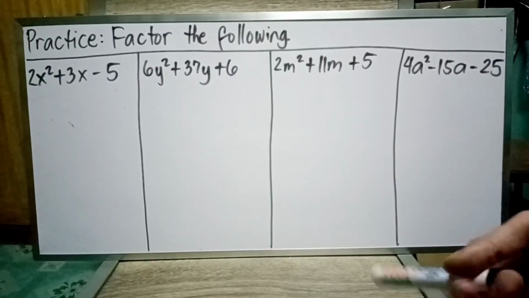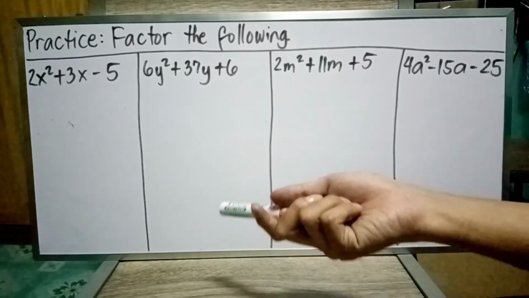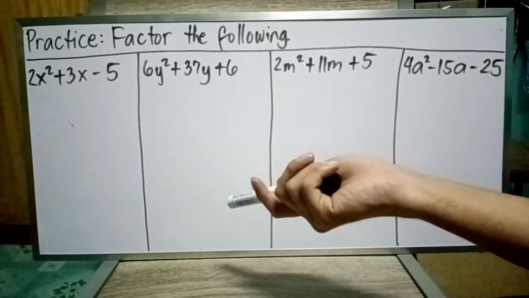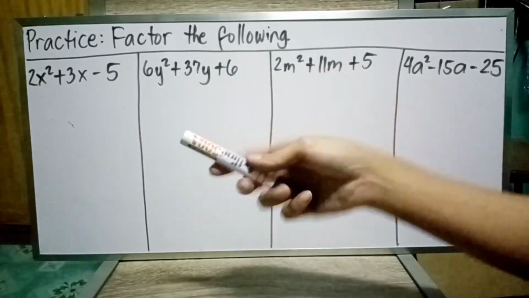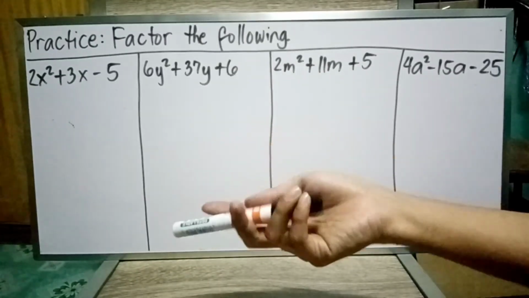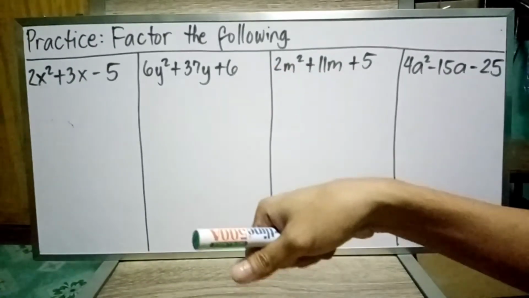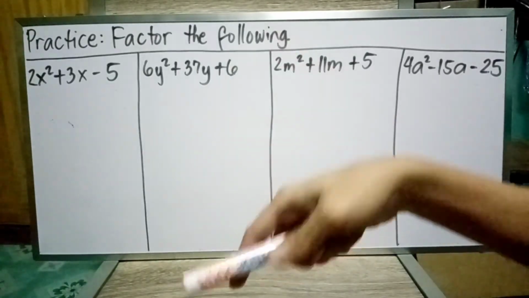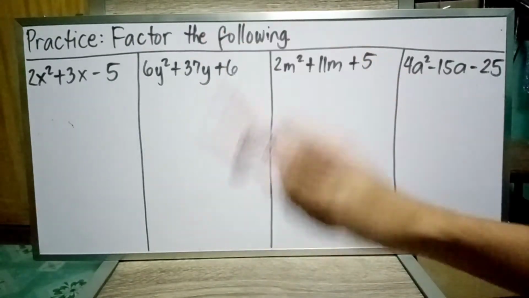Okay, now we're going to do a practice on how to factor general trinomials when the coefficient of x squared is not equal to 1. Okay, you can pause this video and answer the following. After that, you can play it again to check your answer.